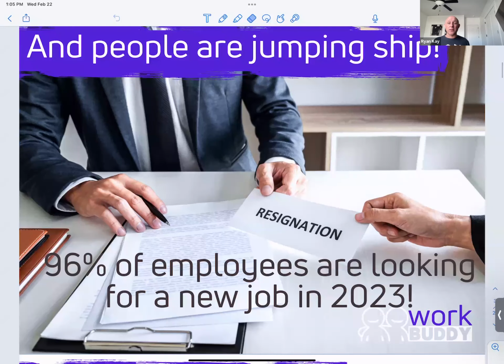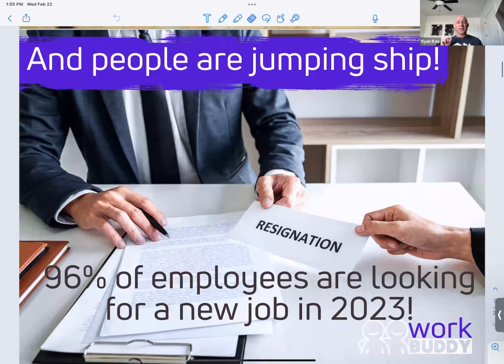And part of the reason is this right here: 96% of employees are looking for a new job in 2023. So even if your company is not growing, like my previous company, Applicant Pro, I'm going to show you our growth rate. We're growing at like 30, 40% year over year. So we've doubled in size every 2 to 3 years. We double the size of our team. We double the size of our revenue, which means we're constantly hiring.